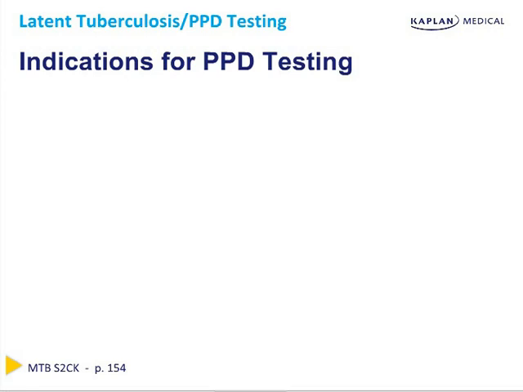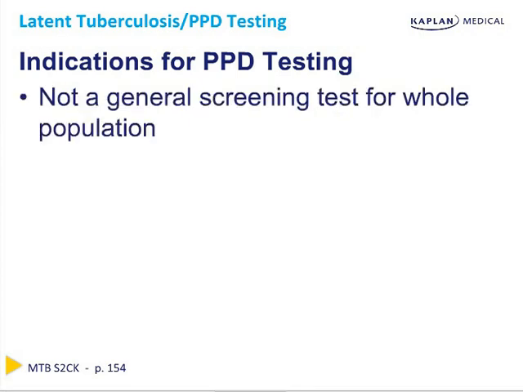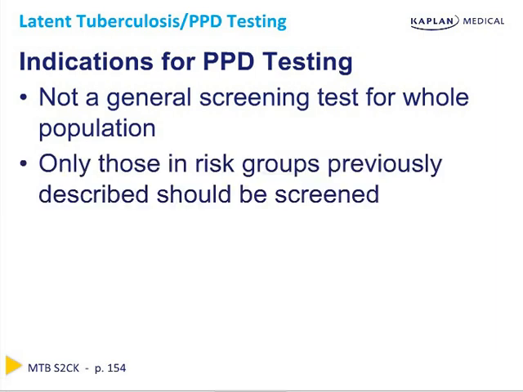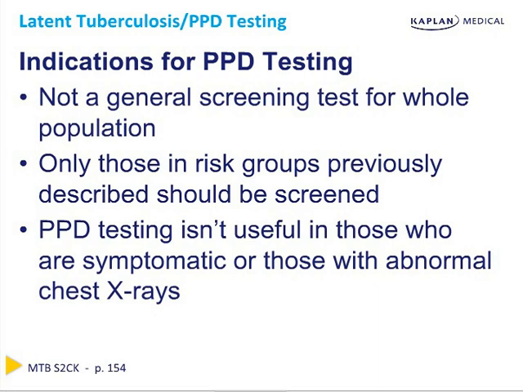One commonly tested point on Step 2 is the correct use of the PPD. Indications for using a PPD test include the following. It is not a general screening test for the entire population. It's only used in risk groups previously described who need to be screened. The PPD test is not useful in those who are symptomatic or in those with abnormal chest x-rays. Again, it's a screening test, not a diagnostic test.